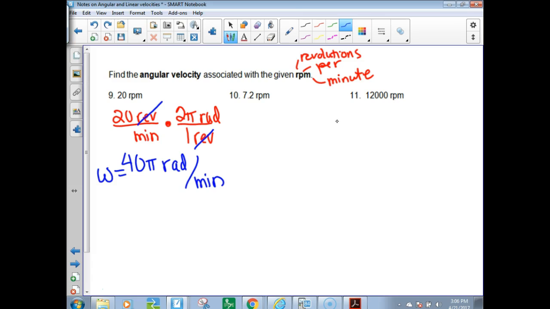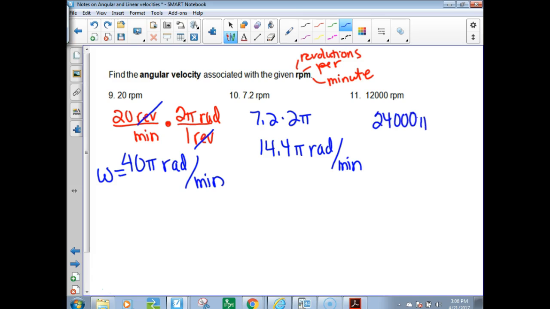That's how you do every one of these. So the next one, 7.2 times 2 pi, and then label it properly, would be 14.4 pi radians per minute. And the last one would be 24,000 pi radians a minute.